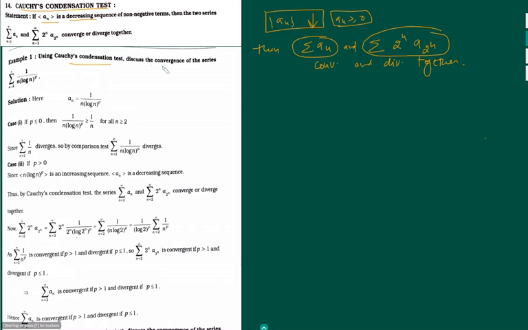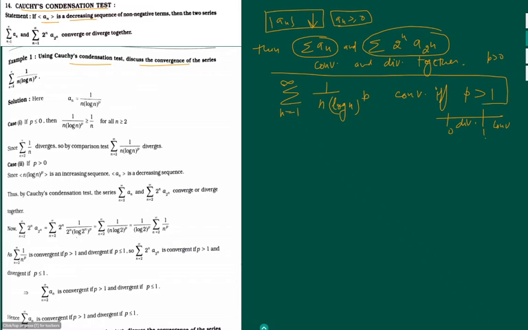So using Cauchy's condensation test, we can prove that this series, summation 1 over n log n raised to the power p, as n varies from 1 to infinity, is convergent if and only if p is greater than 1. We are given that p is positive. So this series is convergent if and only if p is greater than 1 and divergent for p less than 1. So we have to show this result. So how do we show?